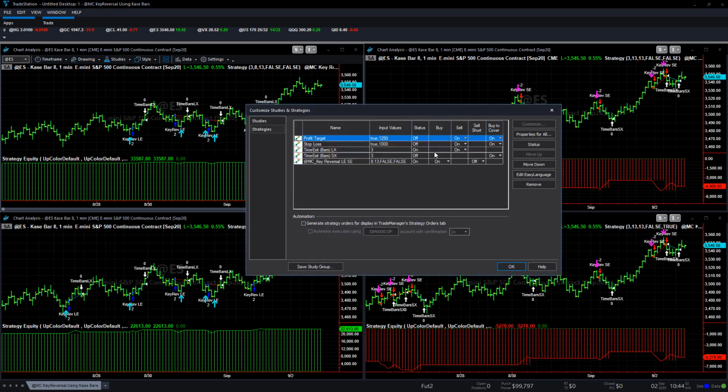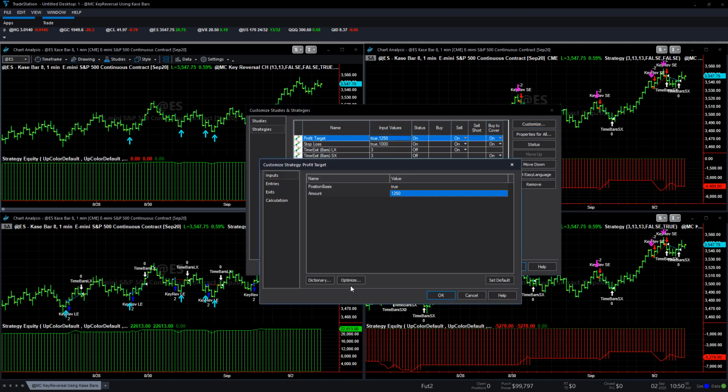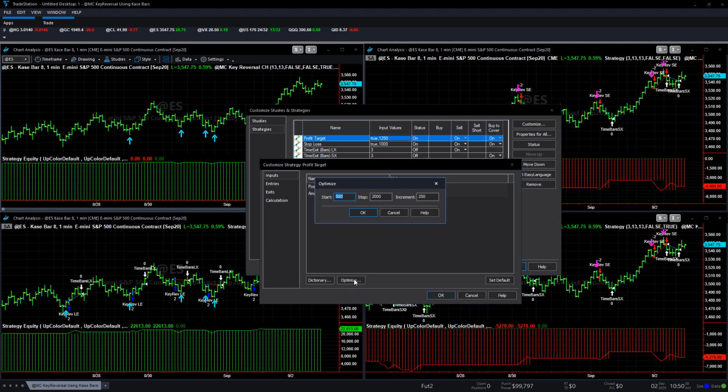And so for phase two, I'm going to turn off phase one testing. I'm going to turn off the time exit. I'm going to click Status and turn that off. And then I'm going to turn on the profit target, status on, and I'm going to optimize these. So we're going to optimize them at the same time. I'm going to select the profit target first, click Customize, select the amount, and optimize. There's my range of values, $500 to $2,000 in $250 increments.